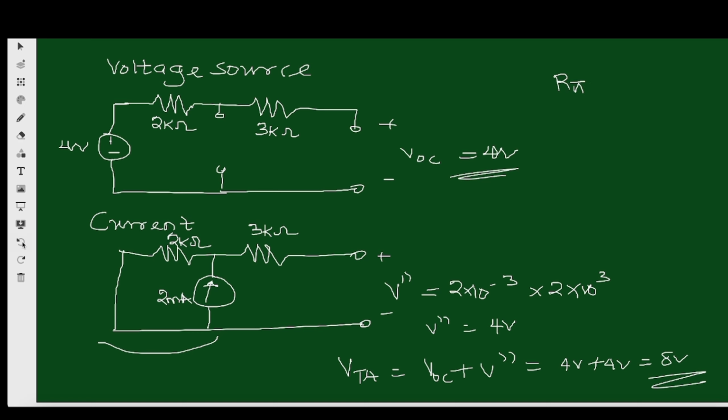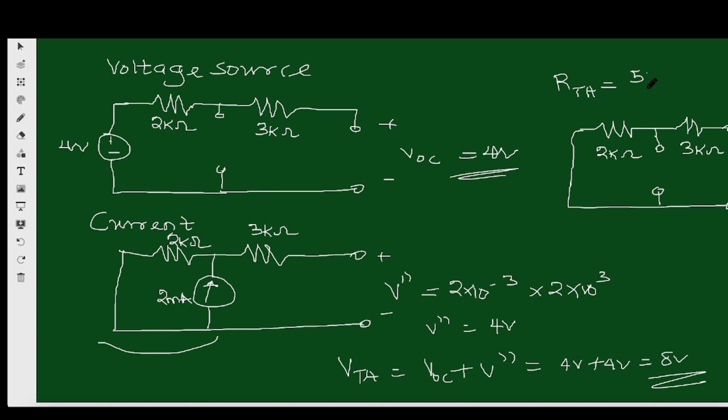you turn off all sources. To get RTH, you turn off all sources. So when you turn off all sources, what do you have? You have this 2 kilo ohm, then 3 kilo ohm. This is a short circuit, and this is it. You have 2 kilo ohms here, and you have 3 kilo ohms here. When you combine the resistors after turning off the sources, this is an open circuit for current. So when you combine the resistors, it will be 2 plus 3, that's 5 kilo ohms, and that's it.